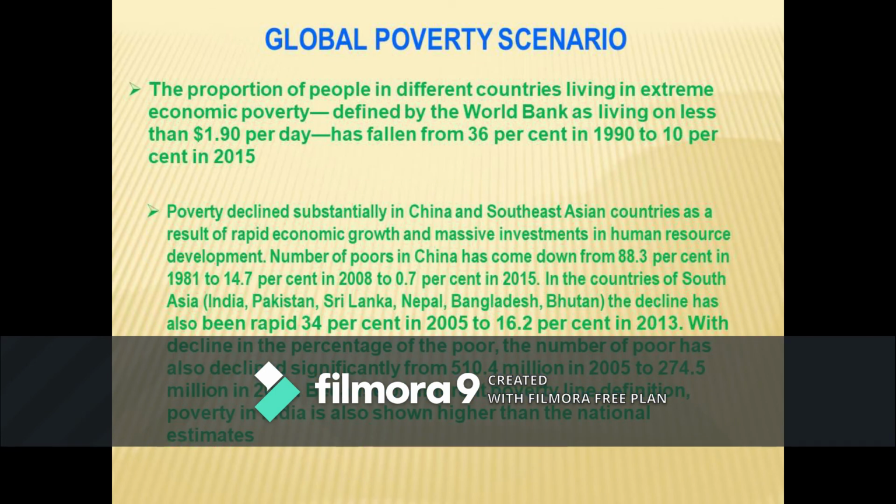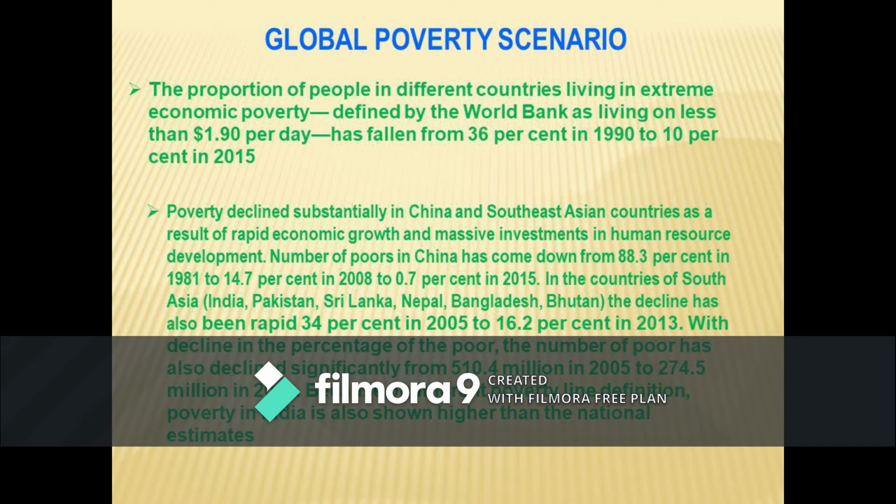Now let's see the global poverty scenario. The proportion of people in different countries living in extreme economic poverty, defined by the World Bank as living on less than $1.90 per day, has fallen from 36% in 1990 to 10% in 2015. Due to this, we can say that in the US, people who are coming under the poverty line don't have cars. But still in India, car is a luxury.